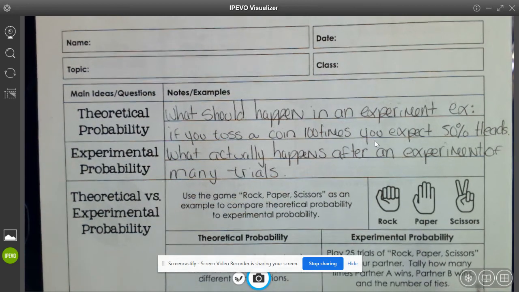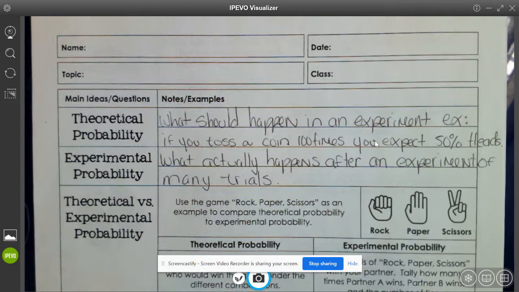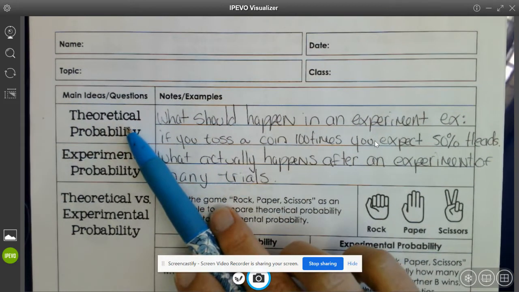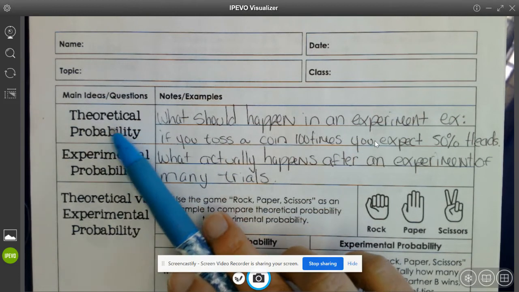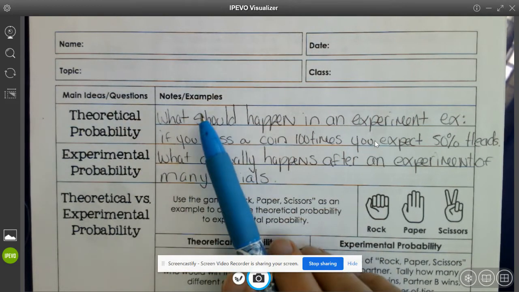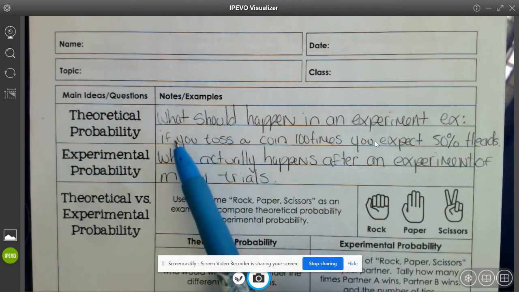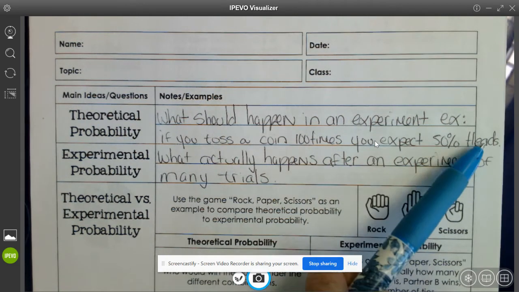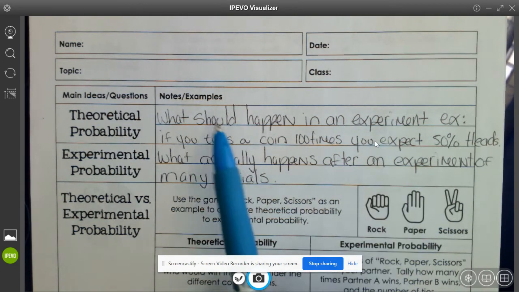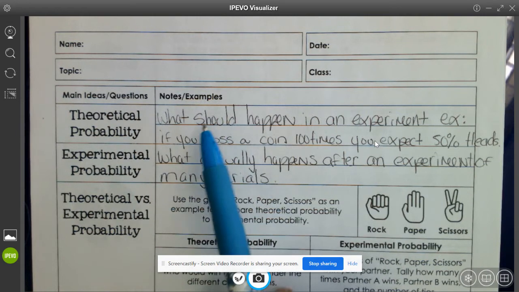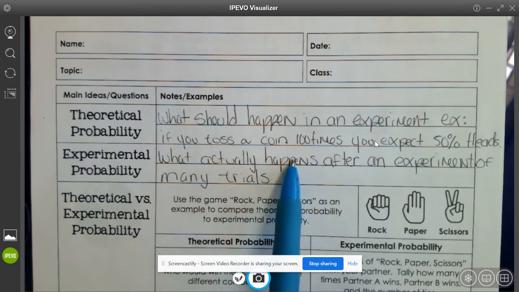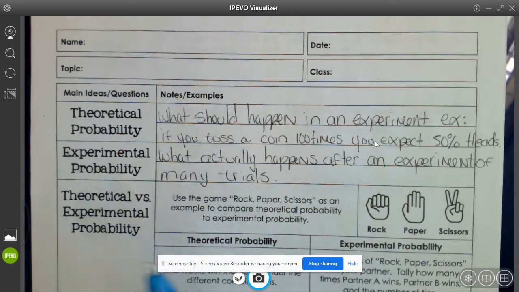Okay, so this week we're going to talk about theoretical probability and experimental probability. So, this word, theoretical, this probability is what should happen in an experiment. So, if you toss a coin 100 times, you expect 50% to fall on heads. So, that's what should happen. But does it really happen? Let's see. The experimental probability is what actually happens after an experiment of many trials.